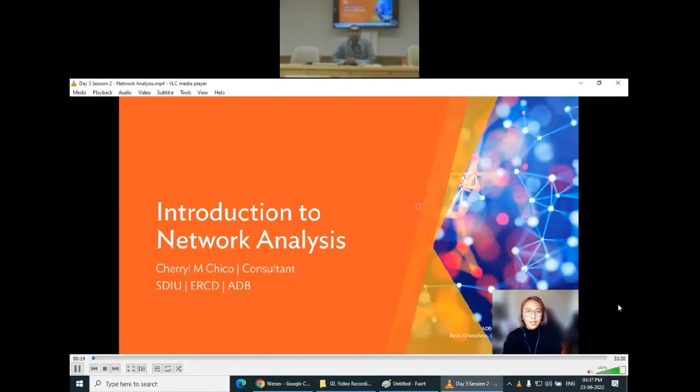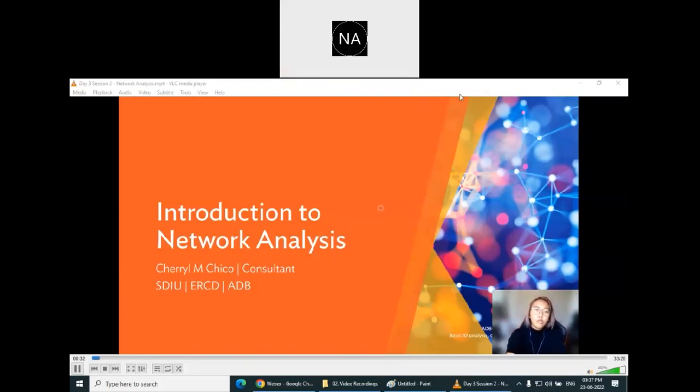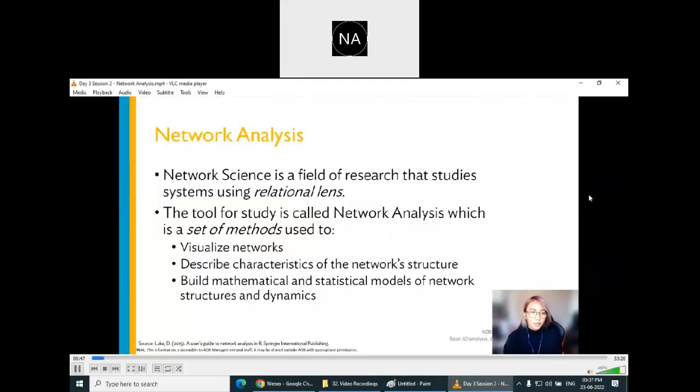I am a consultant at ADB. I work under the Statistics Data and Innovation Unit, and we do work mostly on big data to see if it can be used as an alternative source for economic statistics. What I'm going to show you now is an introduction to network analysis. So we're going to see some examples of network analysis. We're going to see what it means to do network analysis, and then we're going to try to do our own analysis on a sample data, specifically the trade network data.